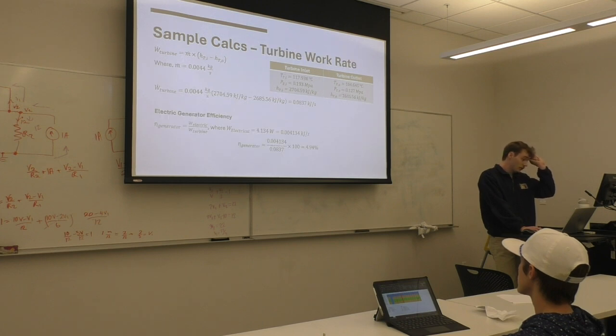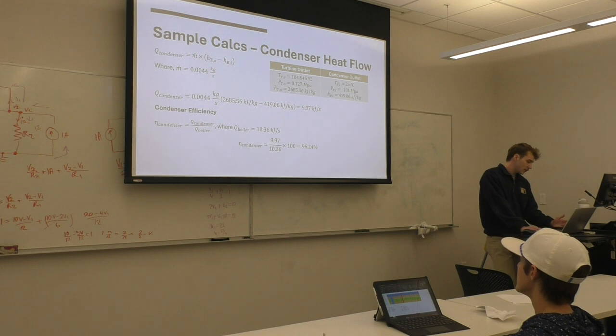The work rate in the turbine, again, super small number, 0.0837 kilojoules per second, and then our generator efficiency, pretty garbage, 4.9%. Our heat flow from the condenser, this was a little bit better, 9.97 kilojoules per second, and the efficiency for the condenser, 96%.